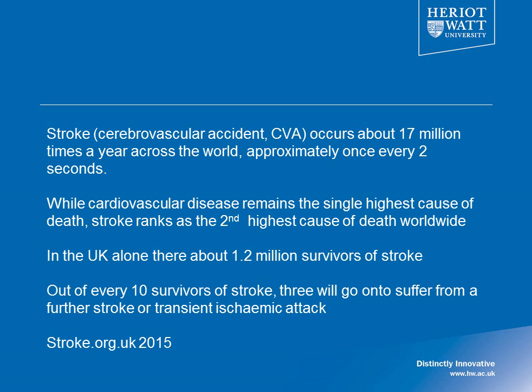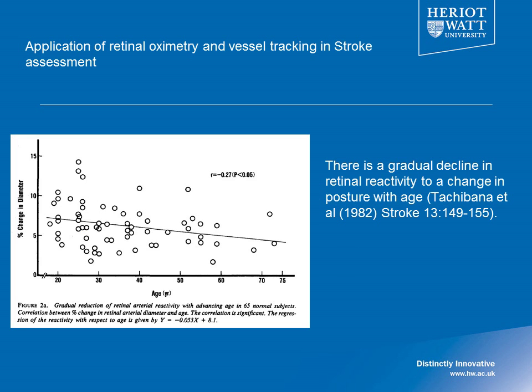One of the issues here about stroke survival is that 1 out of every 10 survivors goes on to suffer a further stroke or a transient ischemic attack. So if you have somebody that's had a stroke, one of the key things you want to do is to try and monitor whether or not that patient is at risk of having a further stroke or a further transient ischemic attack. So maybe retinal oximetry might be one of the solutions.